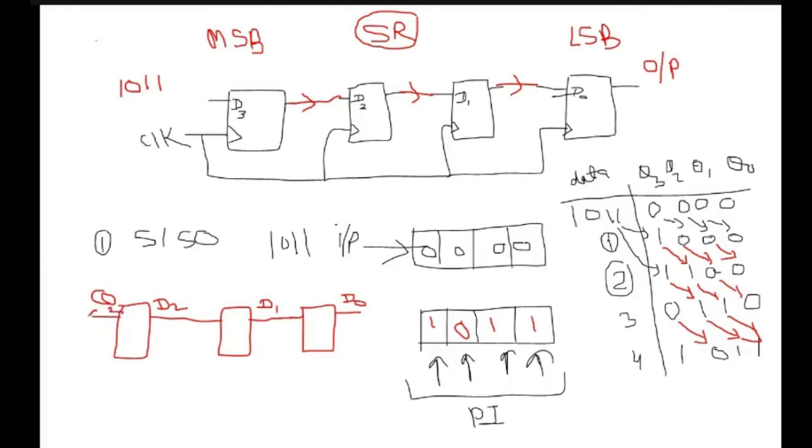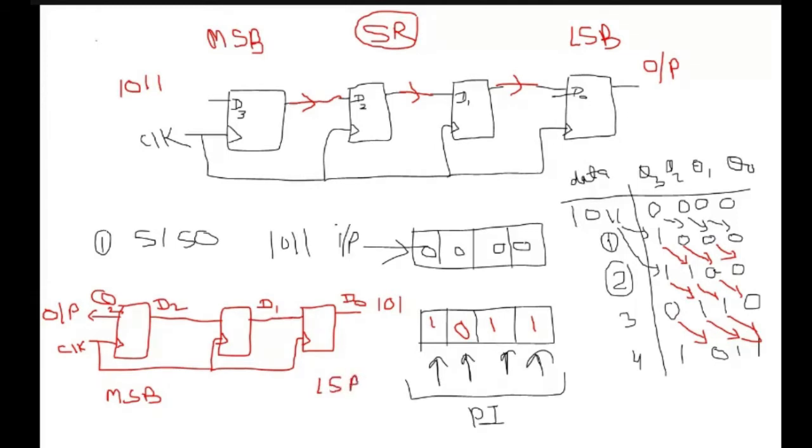Right. So from here, we will be getting the serial output, because we are talking about serial input and serial output. So from here now, you will be applying 101, if you want to insert 101. And then all these 3 flip-flops will be working on a single clock. So in both the examples, we are considering a positive edge triggered clock. So this is again the MSB, and this will be my LSB.